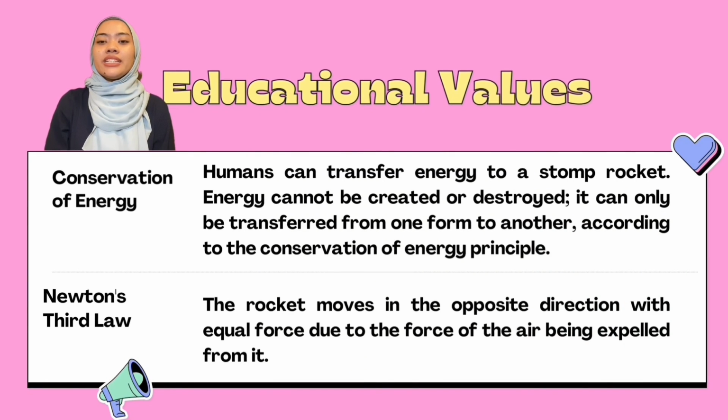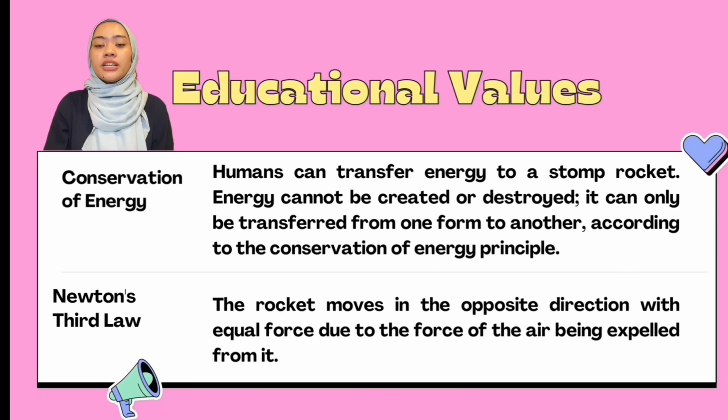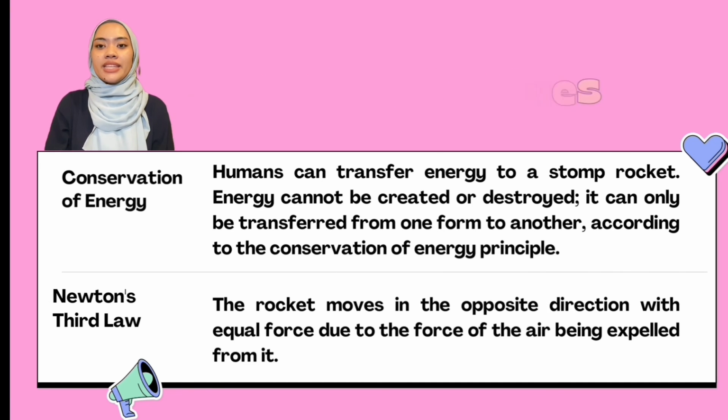Now, I will share the educational values of this toy. Number 1 is the concept of conservation of energy. Energy can be transferred from the human to the storm rocket. It is transformed or changed from chemical energy to motion energy when we metabolize protein and carbohydrates. Conservation of energy states that energy cannot be created or destroyed. It is transferred from one form to another.